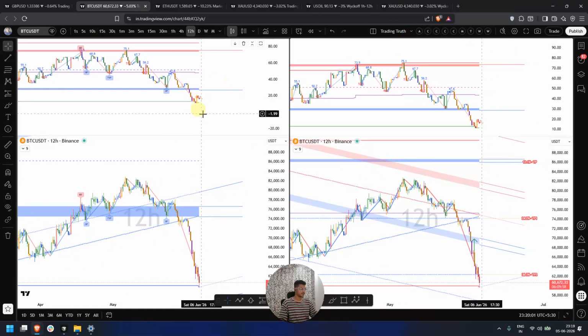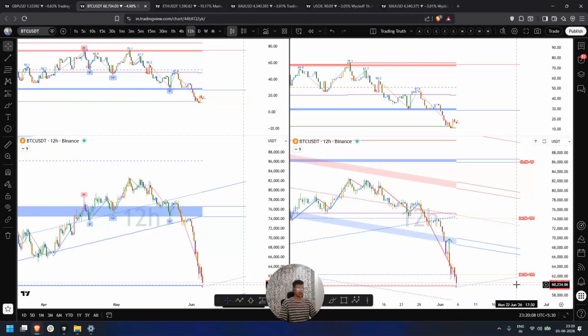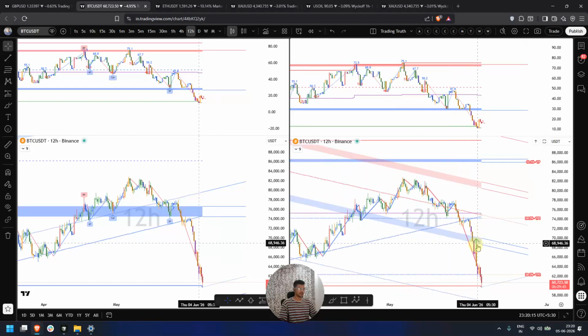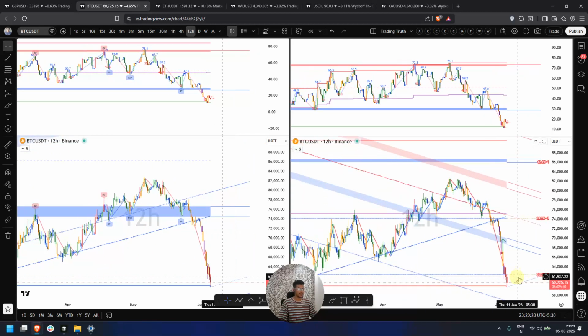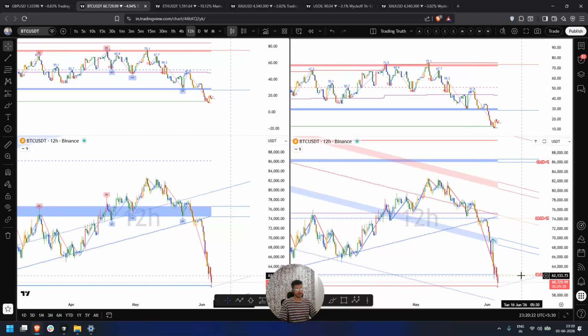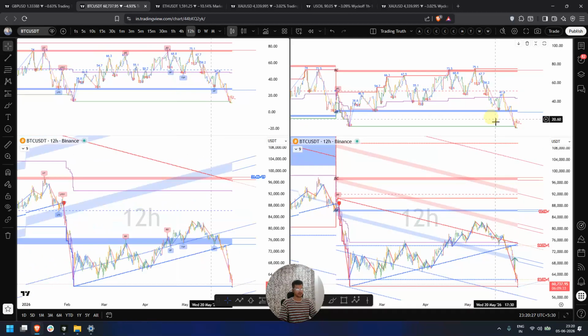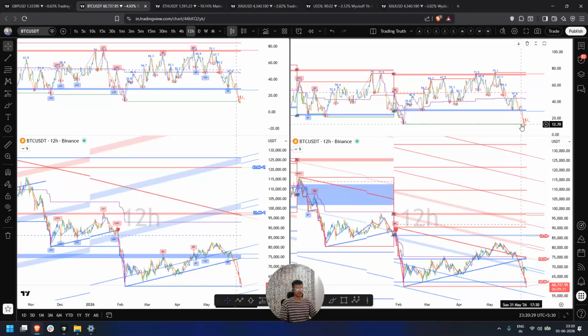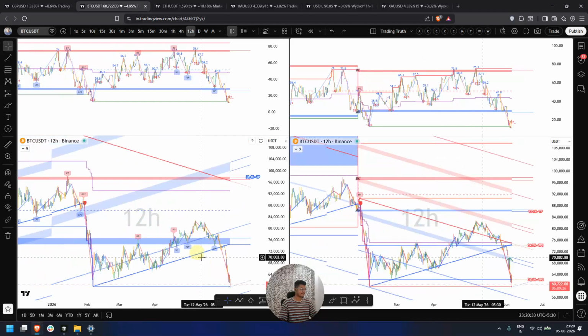Here, RSI is making a new low, and price is also making a new low. Both of them are making a new low, so this is actually good. However, there is some sort of divergence happening, and I think it's going to continue. We will see some action happening next week, because RSI is at a strong support level.